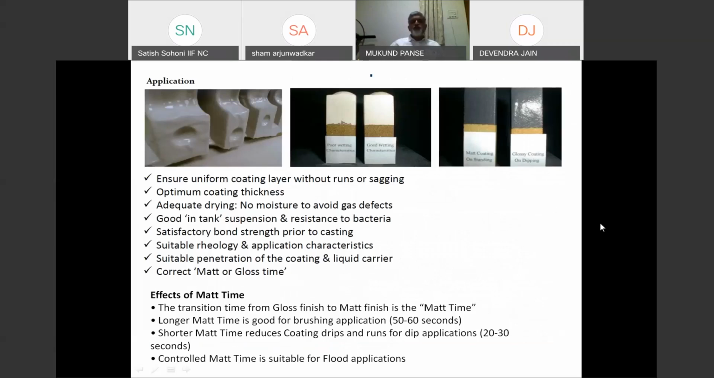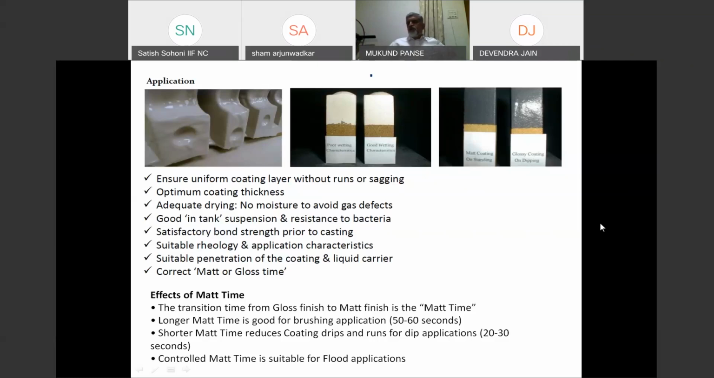While coating, we have to ensure in dip coating that a uniform layer is applied. Optimum coating thickness is there, depending on your requirement, the metal you are pouring and the thickness of metal around the core or mold. There is no moisture left. There is suspension in the tank and resistance to bacteria formation is good. Satisfactory bond strength. Suitable rheology and application. Rheology is suspension only, and application characteristics.